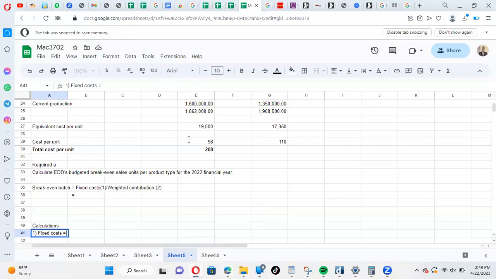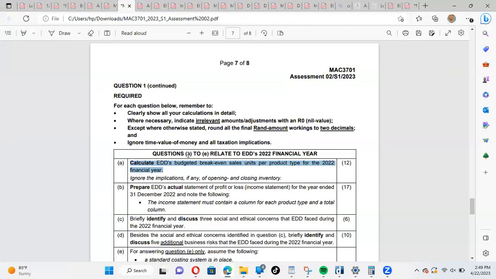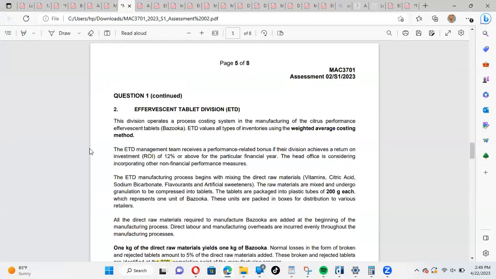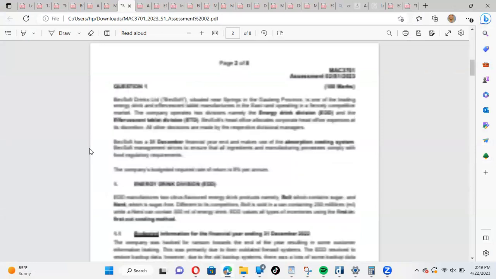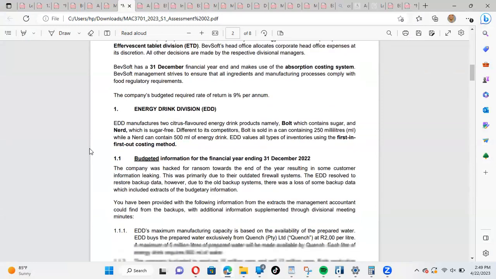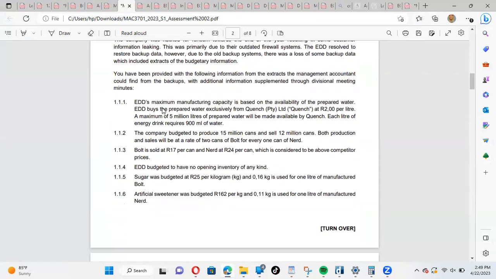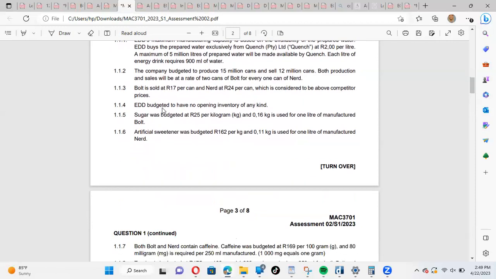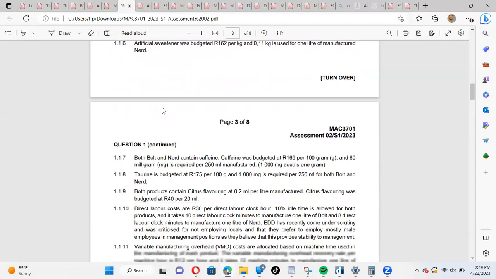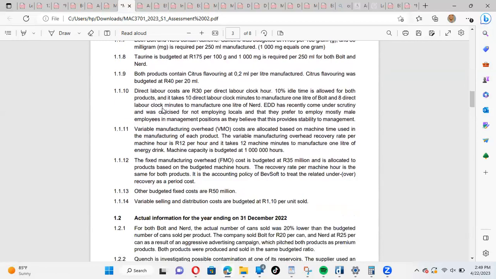Let's fetch the fixed costs. Now, from A to E, it relates to the 2022 financial year. So if it's on question A, it's most likely this is what we are dealing with here. The budgeted information, we need the budgeted break even. So let's see where we can get information on our fixed costs.